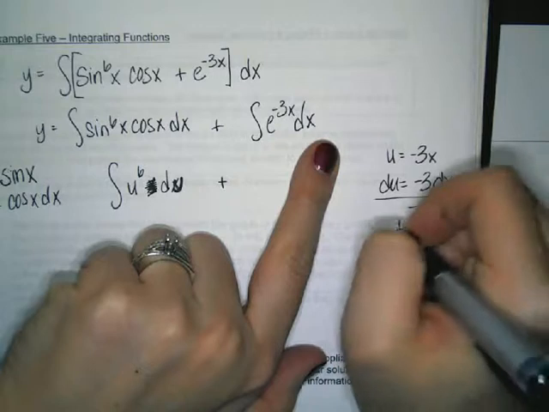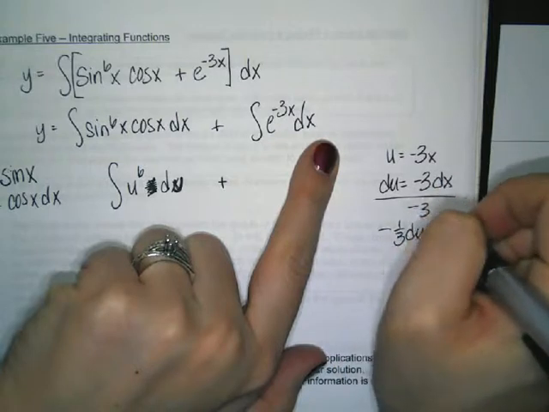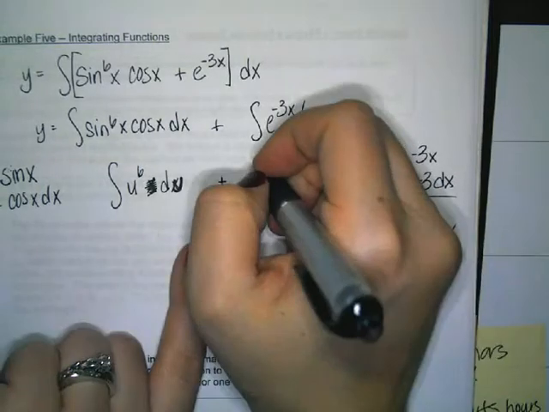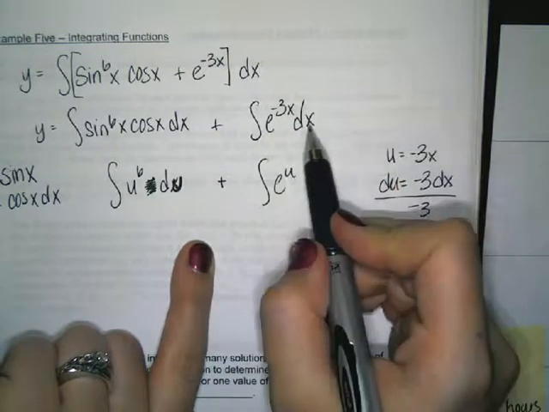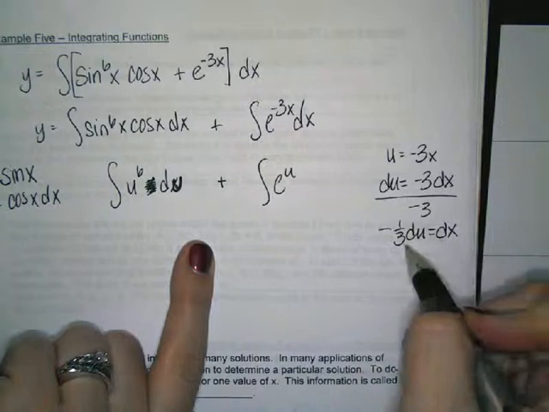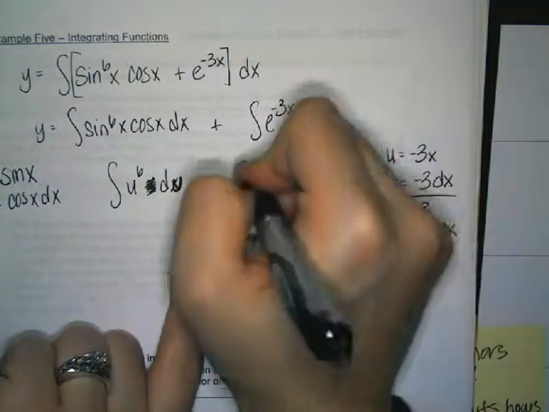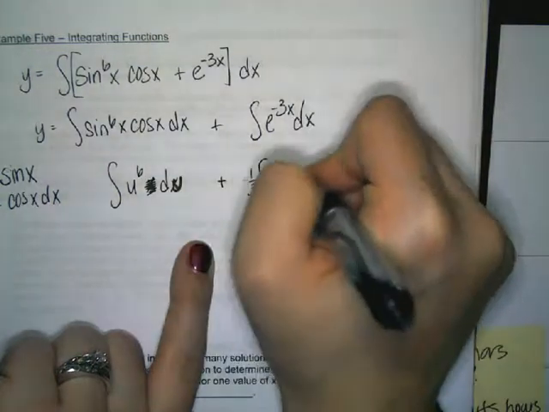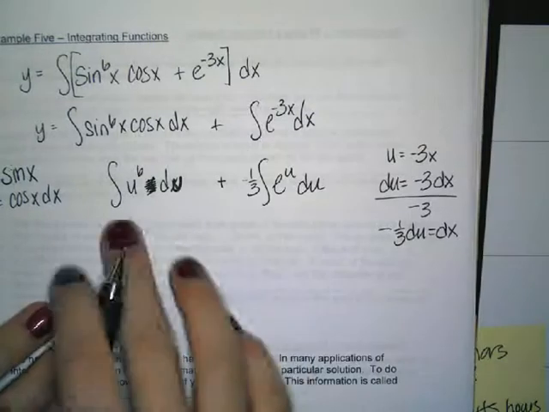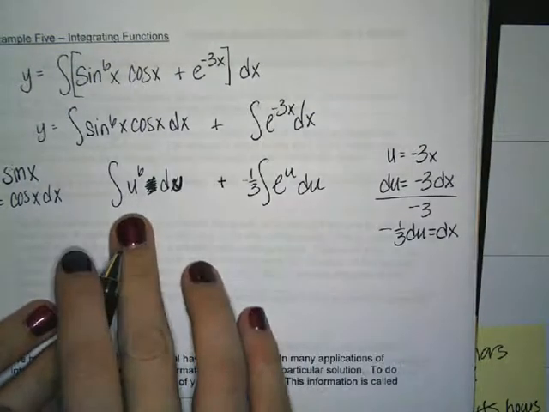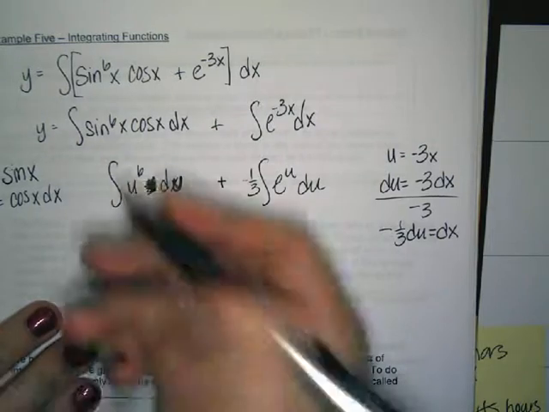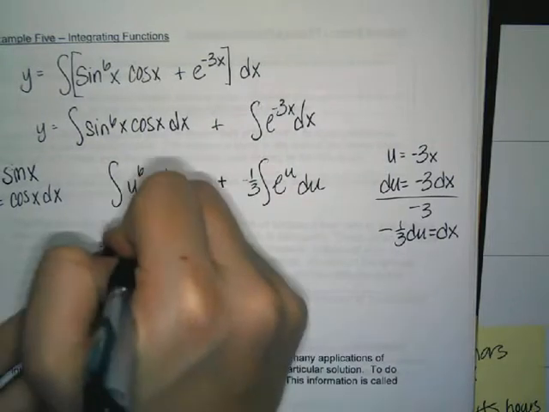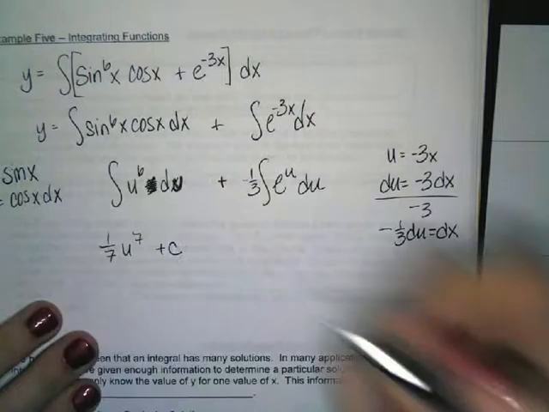This one just uses the straight power rule for integration, so I'm going to add 1 to the exponent and divide. So I get 1/7 u to the 7th plus c. And then here, the integral rule for e to the u du is just e to the u. So we have negative 1/3 e to the u plus c. Now, in your final answer, you do have to replace your u's and keep straight which u goes where. So in this one, I have 1/7 sine to the 7th.